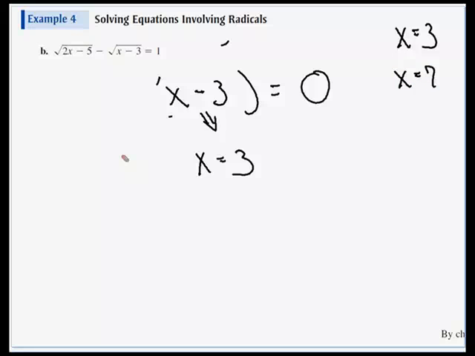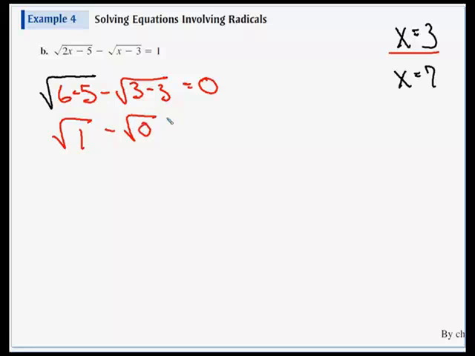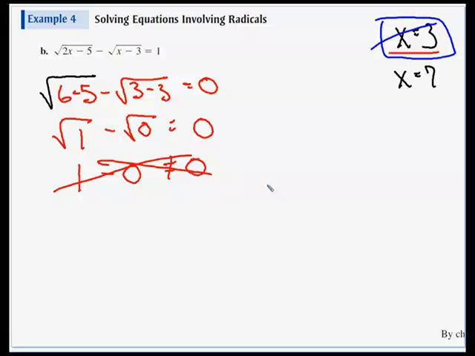Let's go back to the original equation and see if they in fact work. So here under the first radical, let's check this 3 first. 2 times 3 is 6, minus 5, minus the root of x minus 3, so that's a 3 minus 3. Does that in fact equal 1? 6 minus 5 is 1, and then we have our 3 minus 3 is 0. The square root of 1 is 1. 1 minus 0 does not equal 0, so that is a bad solution, extraneous. We created it when we squared both sides, one of the two times we did square both sides.